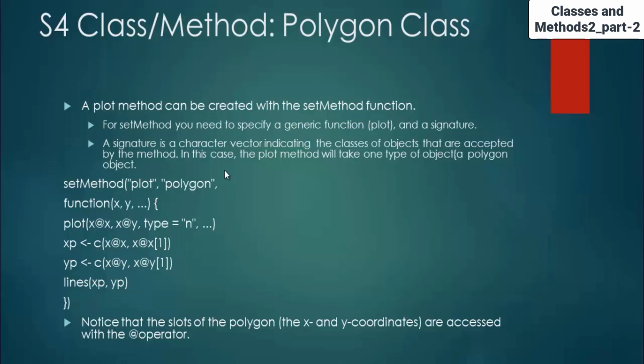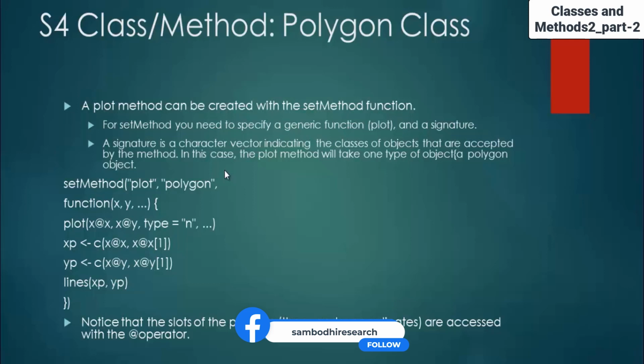A plot method can be created with the setMethod function. A signature is a character vector. So we saw that an S4 class method needs a setMethod and a signature. A signature is a character vector indicating the classes of objects that are accepted by the method. In this case, the plot method will take one type of object, a polygon object. So setMethod plot, polygon, function(x, y, ...) followed by the ellipsis, and plot of x@x and x@y, which means I'm plotting x@x and x@y. The @ is an operator.